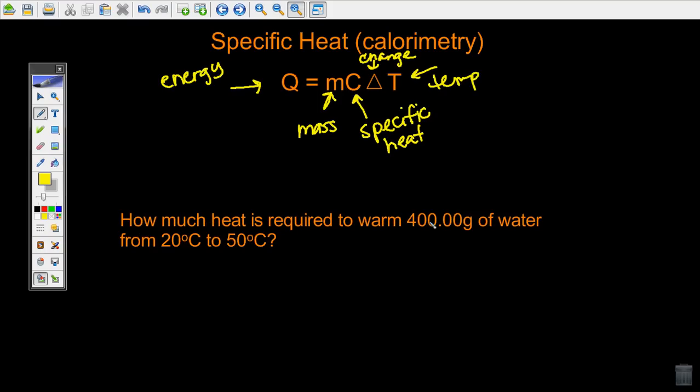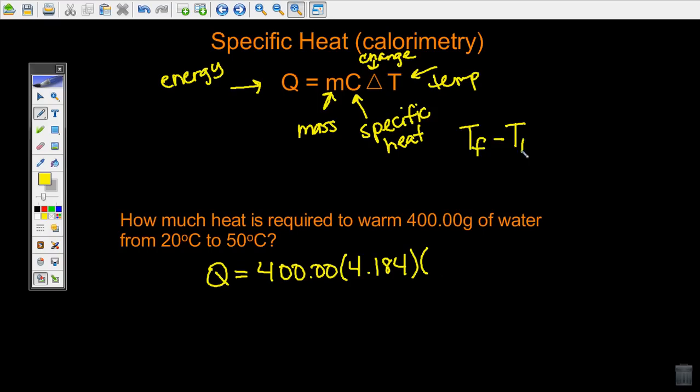How much heat is required to warm 400 grams of water from 20 degrees Celsius to 50 degrees Celsius? Well, I'm going to plug it into my equation here. I'm looking for how much heat, so I'm looking for Q, and Q is mass, so my 400 grams, times my specific heat of water, which is 4.184. I just know that off the top of my head, but you would be given that. Times the change in temperature, and it's always your final temperature minus your initial temperature. So it's always what you end with minus what you start with. So 50 minus 20 degrees.